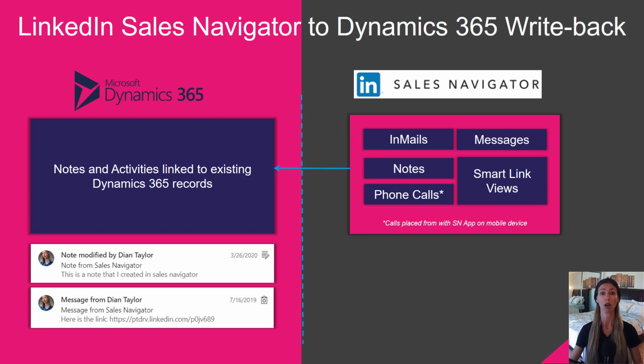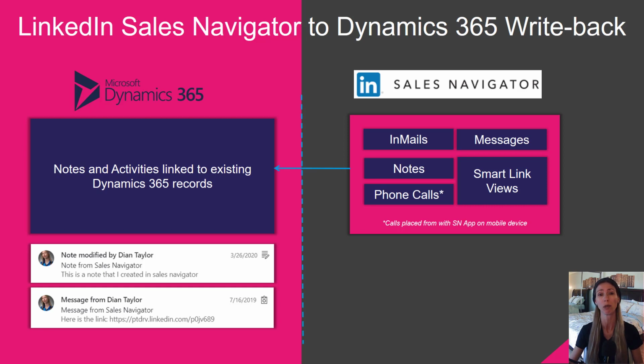And phone calls can be made directly from the Sales Navigator mobile app. When the call ends, you're going to see a pop-up window that's going to ask the user if they want to save a phone call record in Sales Navigator. Now, this pop-up will also have that sync to CRM or save to CRM slider on the bottom. And if this is set to yes, then again, an activity is going to be created in Dynamics 365.